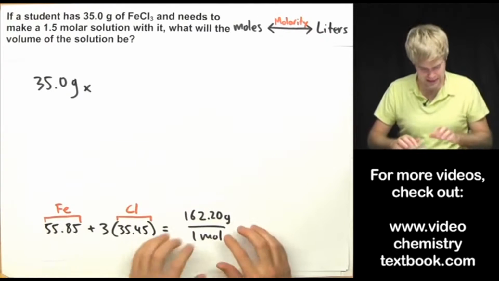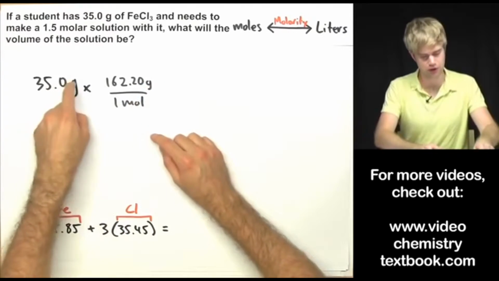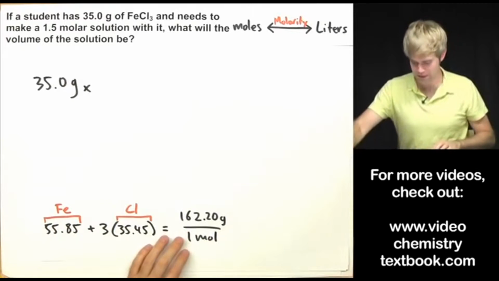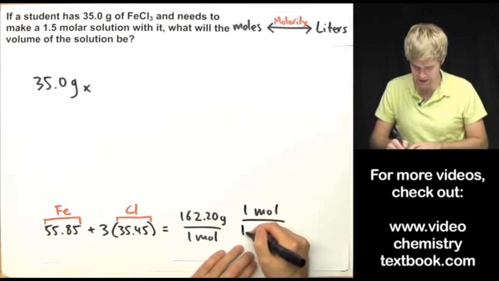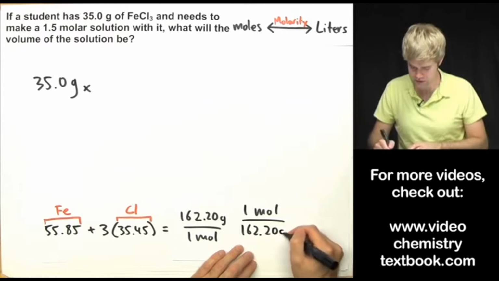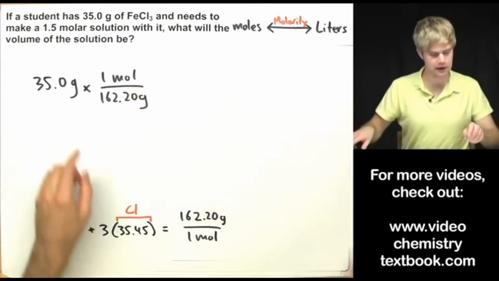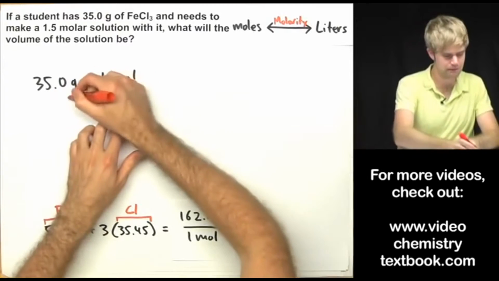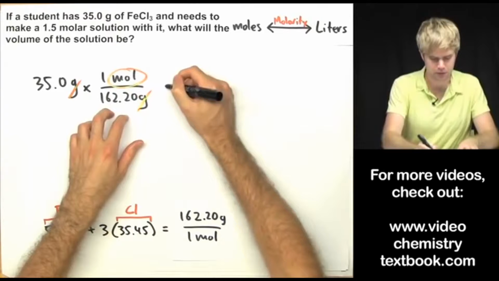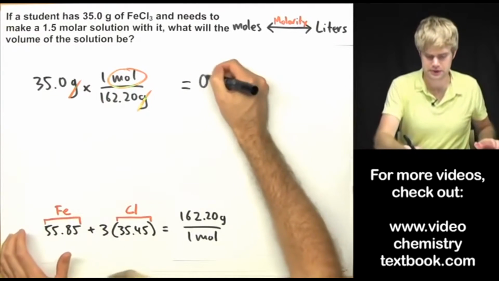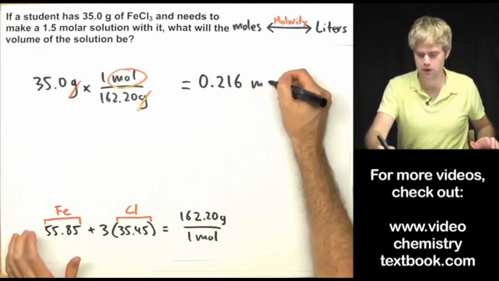Okay? Is this going to work as a conversion factor, grams over moles? No, it's not, because I've got grams, grams there. So what I'm going to have to do is rewrite it as 1 mole divided by 162.20 grams. It's the same thing, just flipped. And now I can pull this up here, grams up, grams down, they cancel out, and I have moles here, and I can multiply through and get 0.216, 3 significant figures, moles.